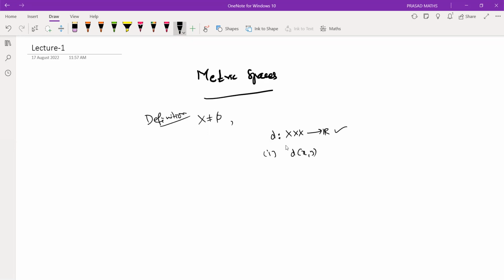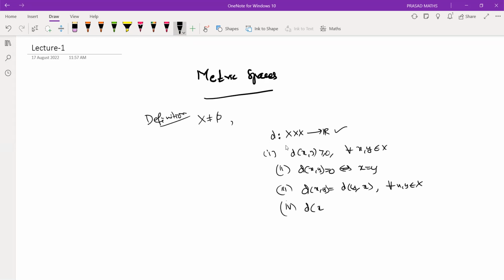Distance between x, y is non-negative for every x, y belonging to X. Distance between x and y is 0 if and only if x equals y. Distance between x and y equals distance between y and x, true for every x and y belonging to X. And the triangle inequality: distance between x and y is less than or equal to distance between x and z plus distance between z and y. This is true for any three elements you take.